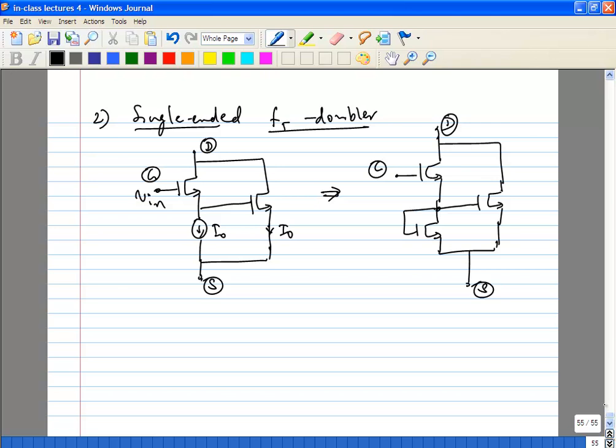So this is called the Battjes FT doubler. Okay, there is an engineer called Carl Battjes at Tektronix. He invented this actually for a bipolar transistor, but you can do a similar thing for MOSFETs.